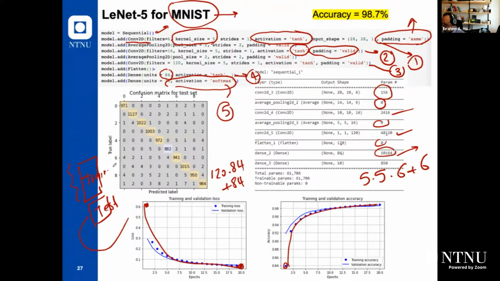So the true labels will be across the y-axis, predicted will be across the x-axis, and you can see here all correctly classified examples will be listed across this diagonal. For example, the first one here means 972 zeros classified as 0. The second one here means 1127 ones classified as 1. This one means 1022 twos classified as 2, and so on.